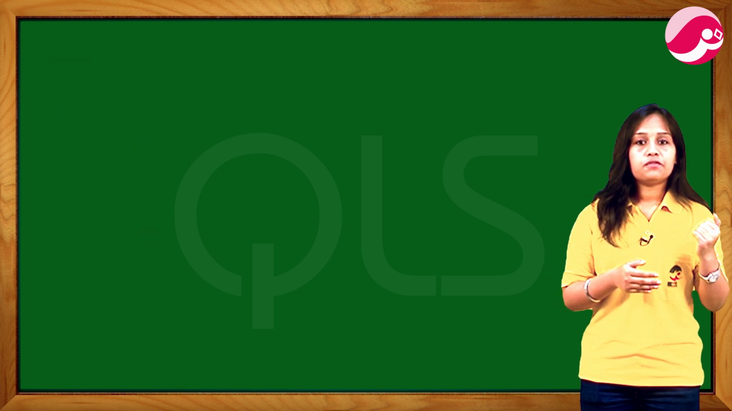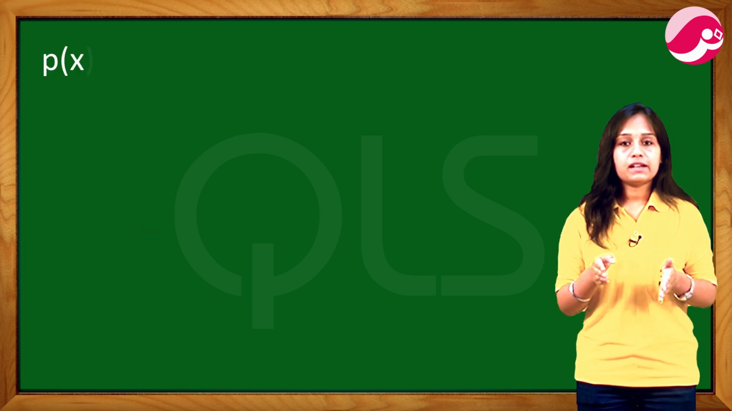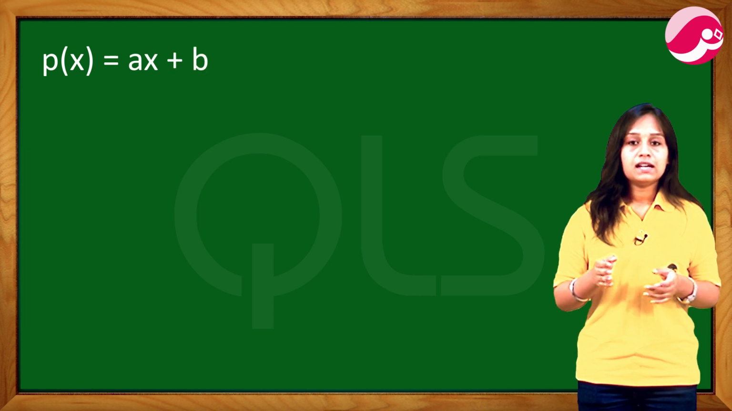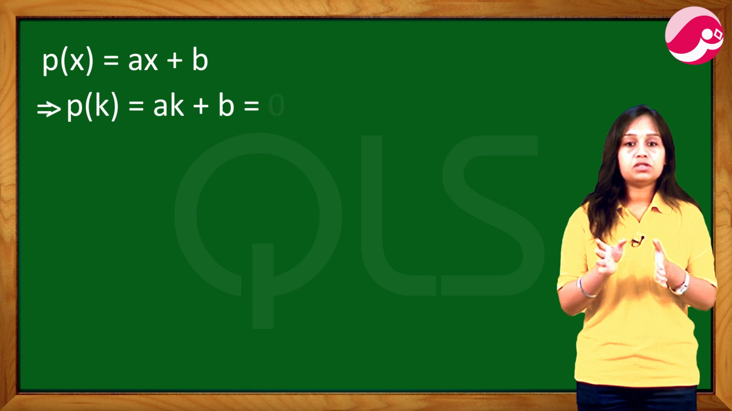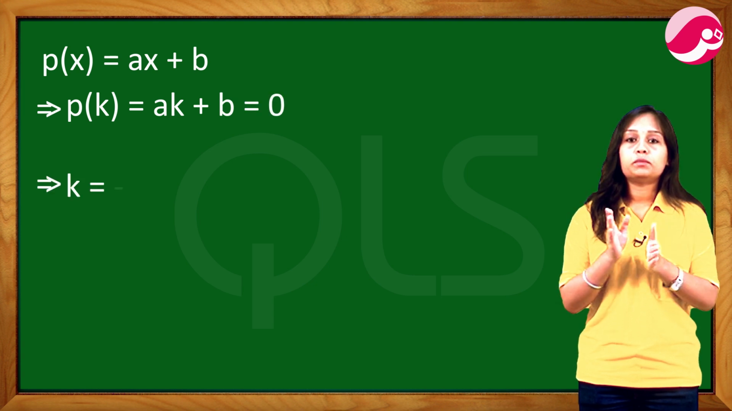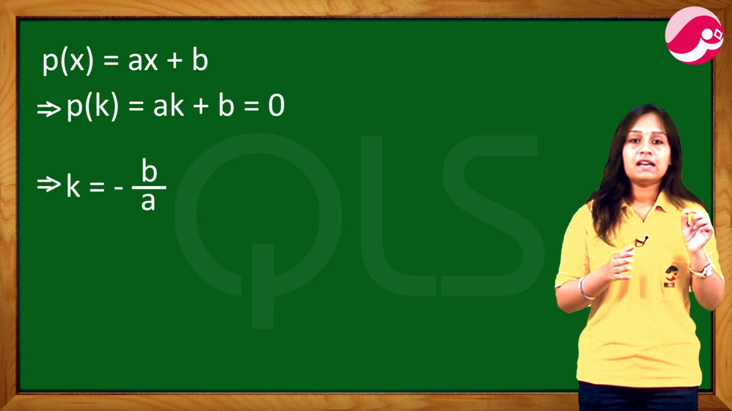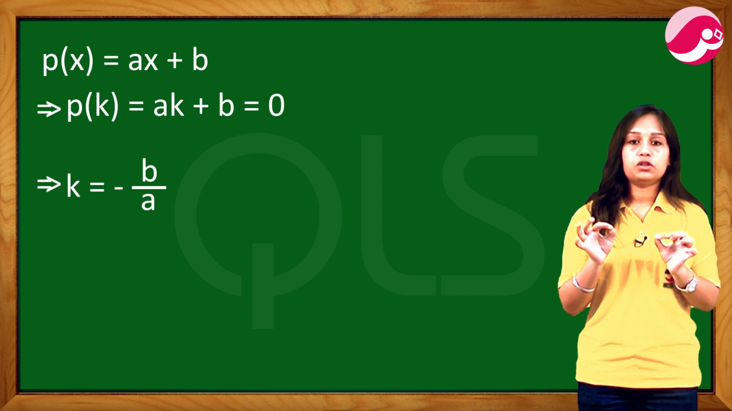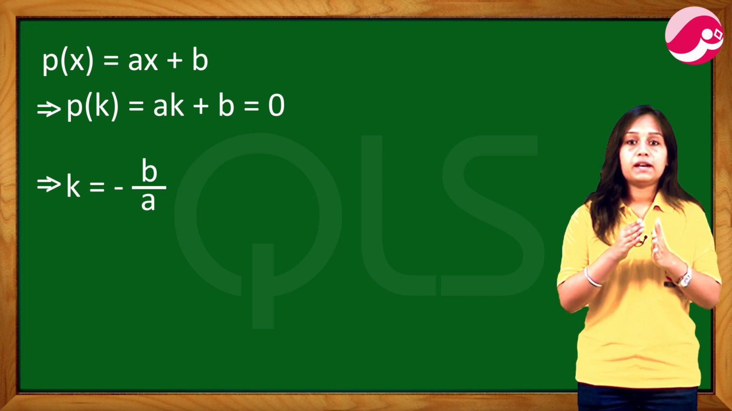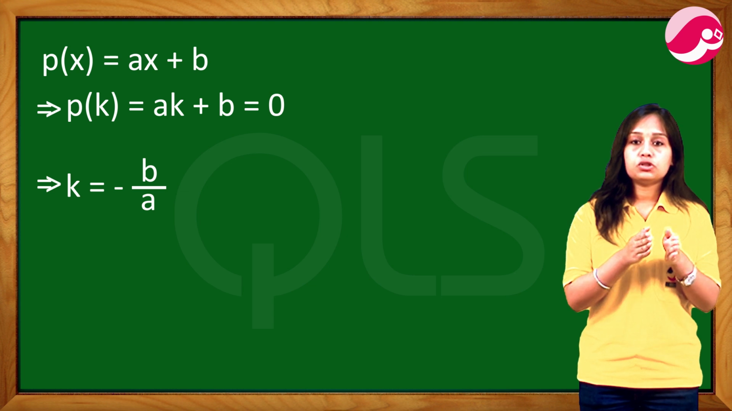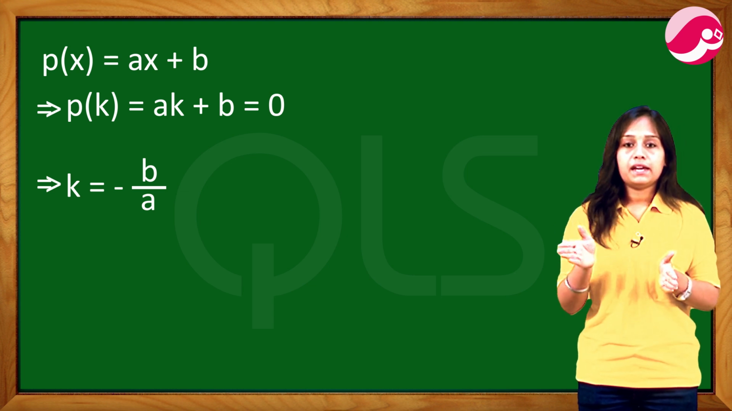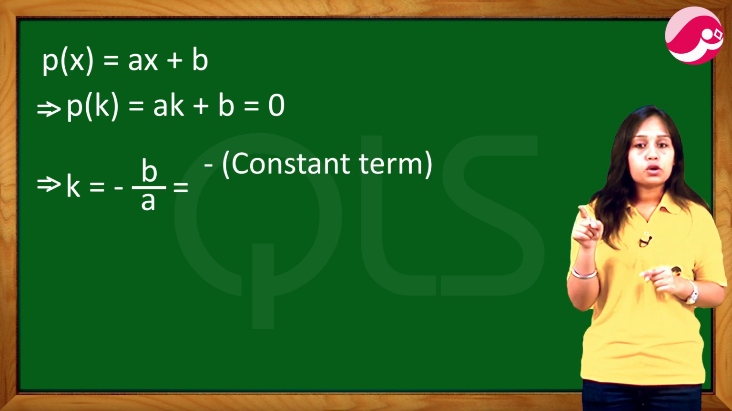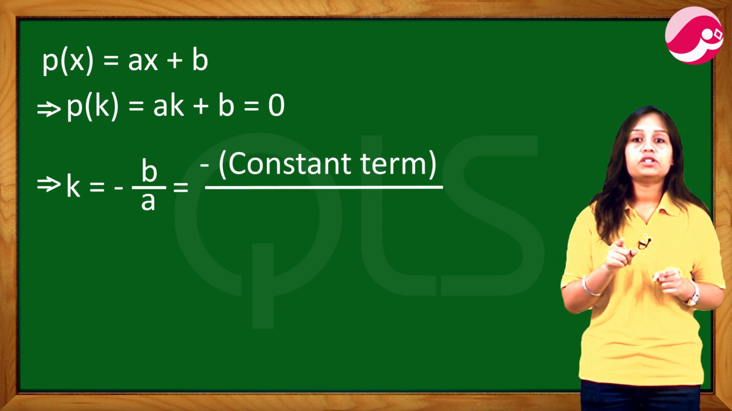In general, if k is a zero of p(x) = ax + b, then p(k) = ak + b = 0, that is, k = -b/a. I repeat, ak + b = 0 gives us k = -b/a. So the zero of the linear polynomial ax + b is -b/a, which is minus of the constant term upon the coefficient of x.